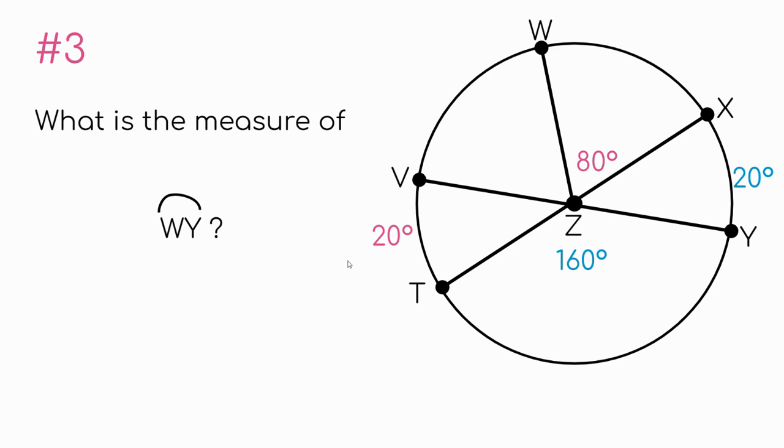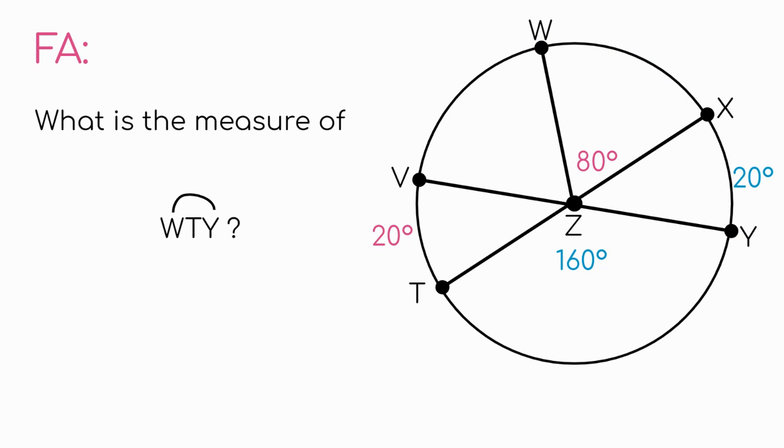All right, what is the measure of WY? So WY is still a minor arc, but you'll notice, whoop, it's this big guy. So what you should have done was realize that we need W to X and X to Y. So W to X is 80, X to Y is 20. You want to add those together. So arc WY is 100 degrees.